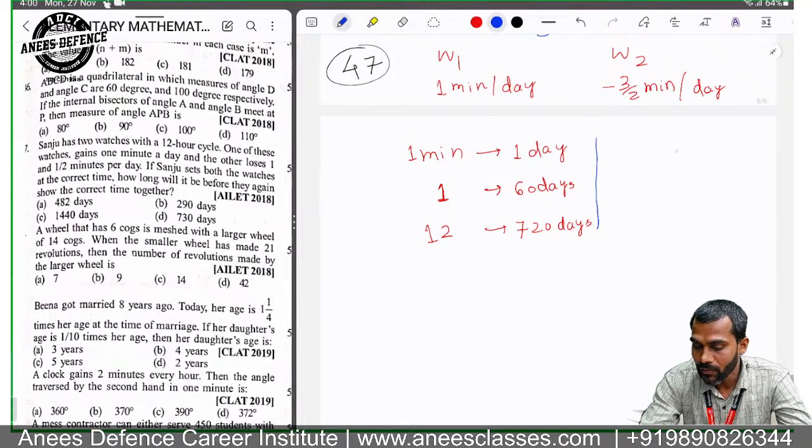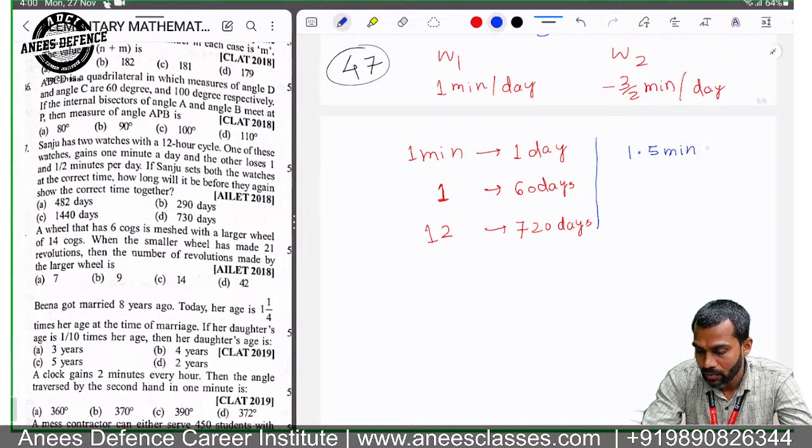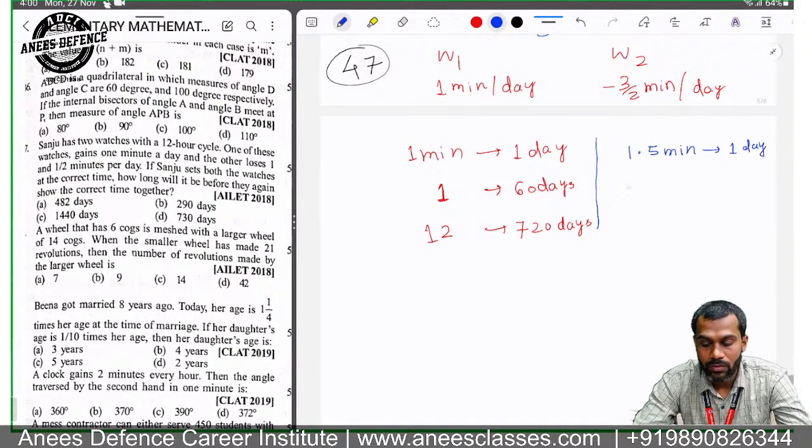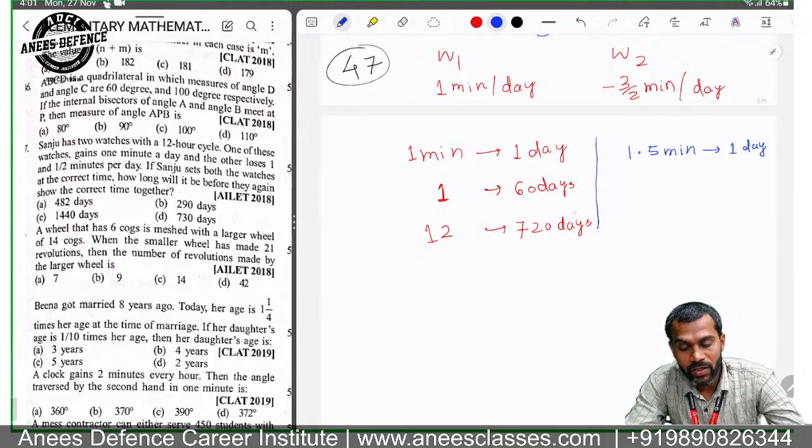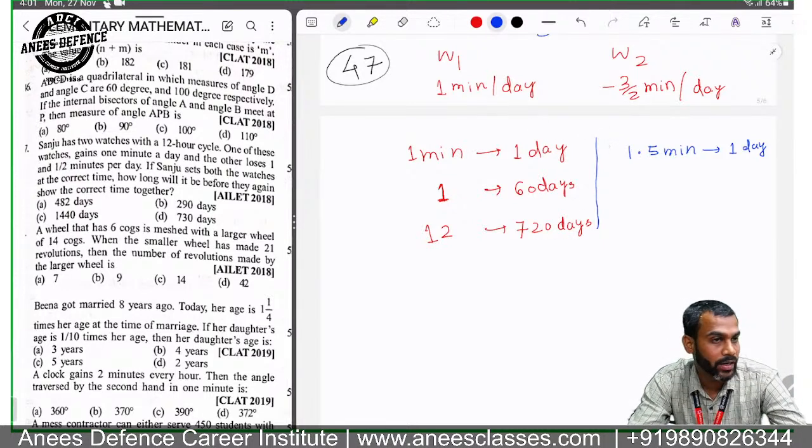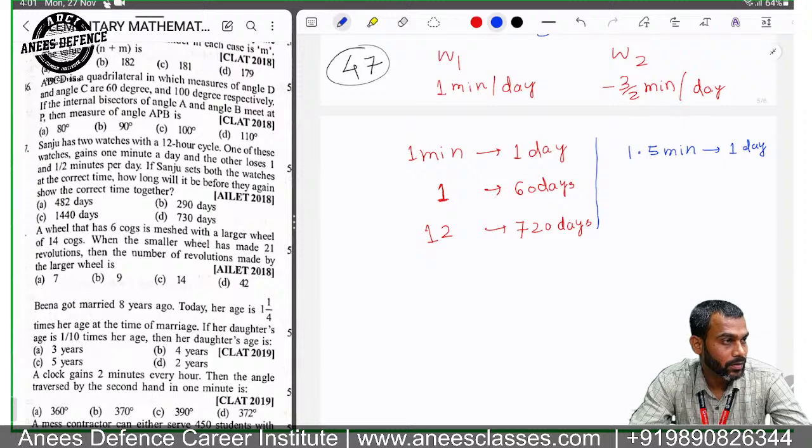Yes or no? So now tell me, it lags how many? 1.5 minutes in 1 day. Yes or no? So the answer will be: after 720 days, it will show the correct time for the first time. Understood? After 720 days, it will show the correct time.